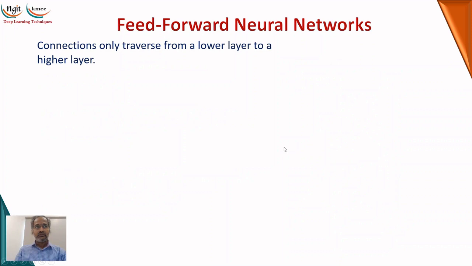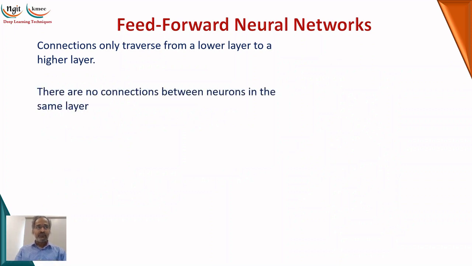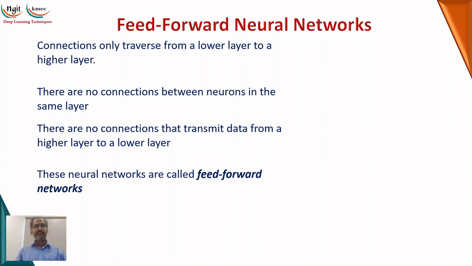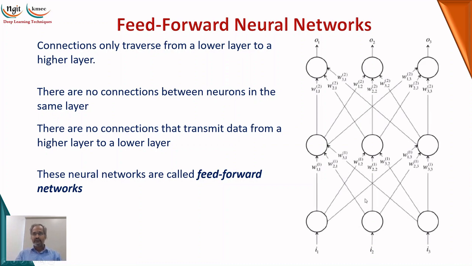There is no backward direction. And there are no connections between the neurons in the same layer, meaning for neurons at the same level. There are no connections that transmit data from the higher level to the lower level. Because of this reason, these networks are called feed-forward neural networks.